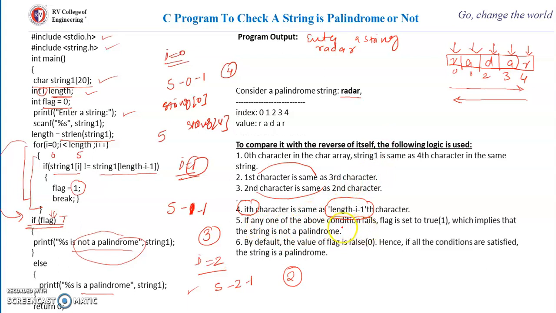If any of the above conditions fails, then flag is set to true, which implies that the string is not a palindrome, because flag is true means we give this condition, and we print that the string is not a palindrome. By default the value of flag is 0, since we initialized it as 0. So when it becomes 1, it is not a palindrome, and when it remains 0, all the conditions match, all the characters like 0 with 4, 1 with 3, 2 with 2, and the string is a palindrome. This message will be printed. So this is the program.